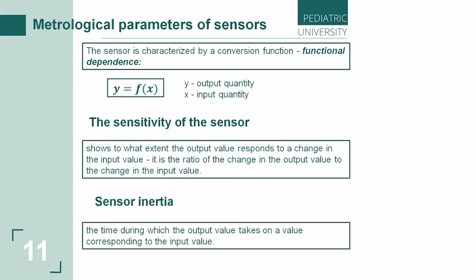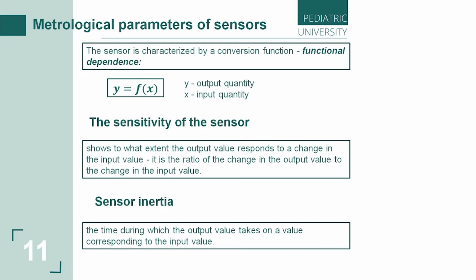Let's see this. The sensitivity of the sensor. This parameter shows the extent to which the output value responds to a change in the input value. It's the ratio of the change in output value to the change in the input value.